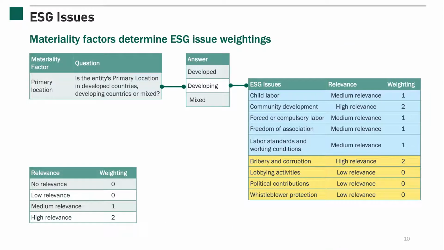Consider this example. For the materiality factor primary location, the question is: is the entity's primary location in developed countries, developing countries, or mixed? The possible answers are developed, developing, or mixed. In this example, we choose developing. This factor links directly to 5 social issues and 4 governance issues and sets their materiality and corresponding weighting as shown. Once the Gras materiality assessment is completed, or all 15 questions are answered, the entity-specific materiality weighting for each of the ESG issues is displayed at the bottom of the indicator in the portal.